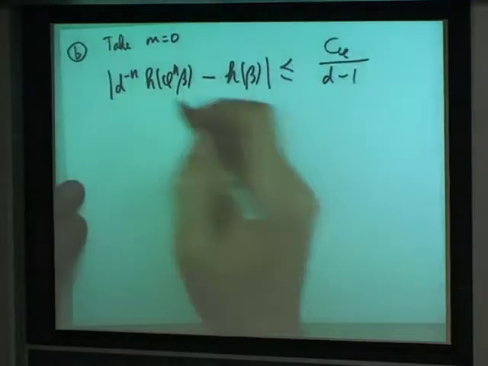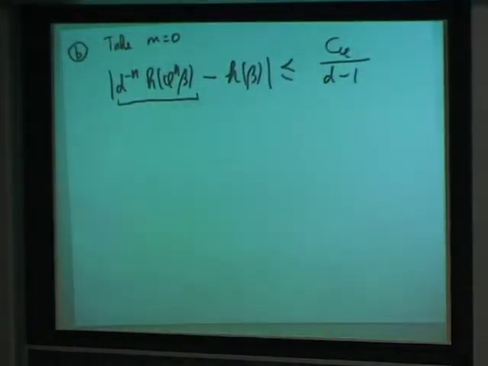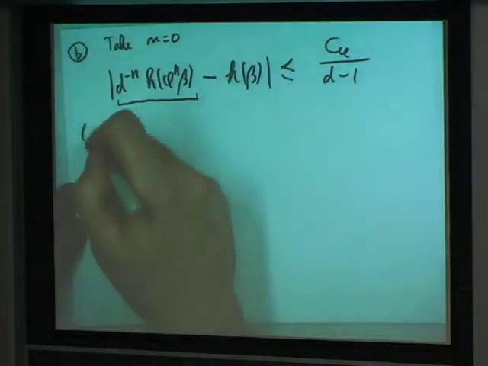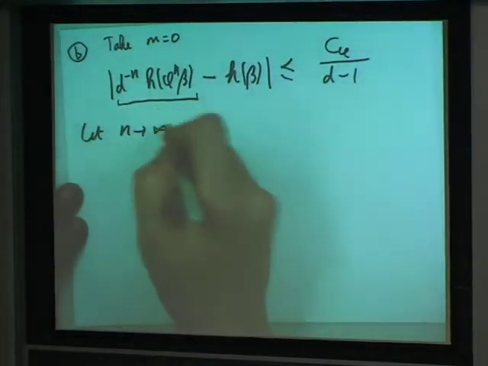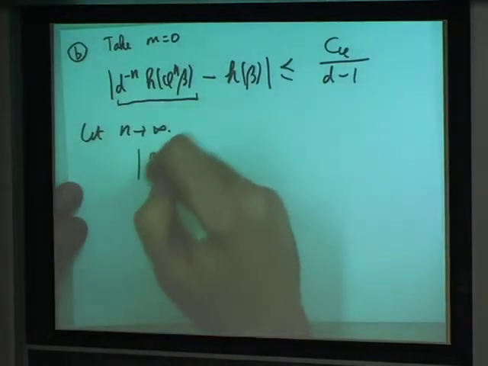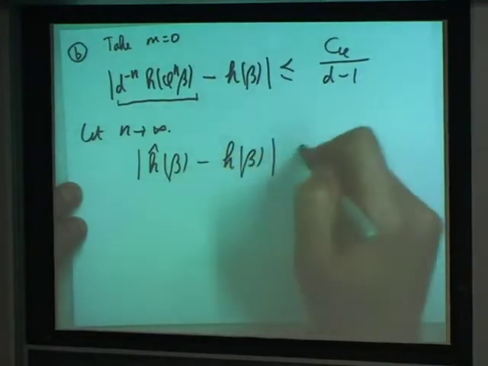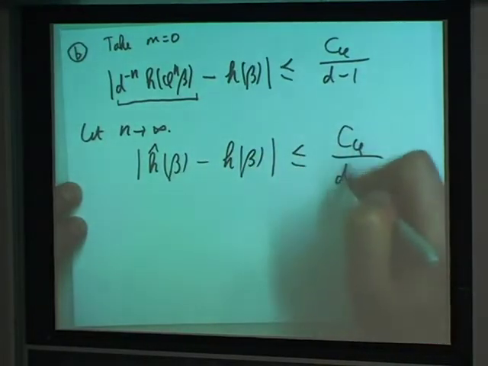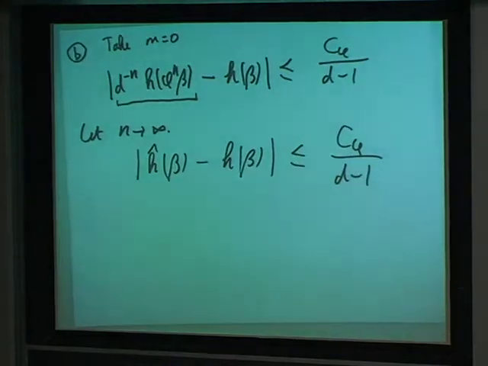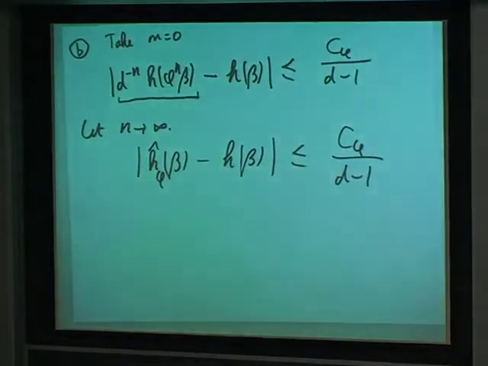And now, because I've already proven the limit, this limit exists as n goes to infinity. If I just let n go to infinity, this thing I underlined here becomes the canonical height. So I get the canonical height of beta minus the height of beta is less than some constant that's independent of beta. And that's part B. It says the canonical height minus the ordinary height differ by something that's bounded independent of the point.